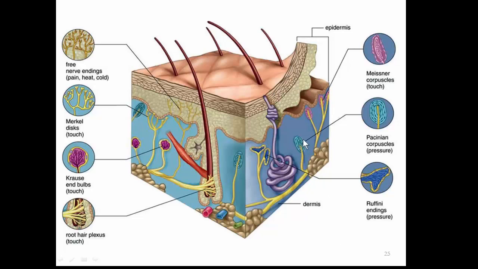This is one of my favorites right here, this thing that sort of looks like an onion cut in half. It's called a Pacinian corpuscle, and it's for detecting like deeper pressure. And then over here, these ones that look kind of like the Pacinian corpuscle, those are Meissner's corpuscles. And notice that they're located closer to the epidermis, so these would be more involved with lighter touch sensations.